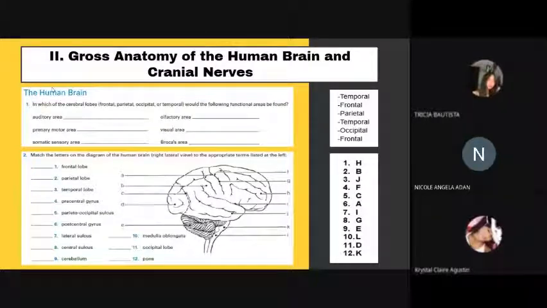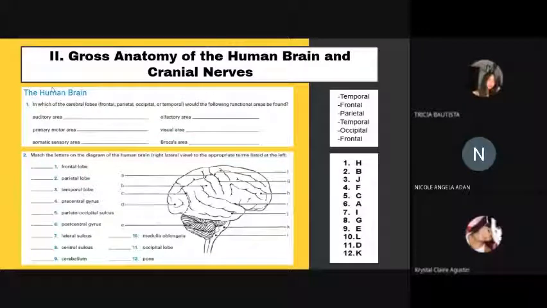Number 2. Match the letter on the diagram of the human brain, lateral view, to the appropriate terms listed at the left. Number 1. Frontal lobe, H. 2. Parietal lobe, P. 3. Temporal lobe, J. 4. Paracentral gyrus, F. 5. Parieto-occipital sulcus, C. 6. Postcentral gyrus, A. 7. Lateral sulcus, I.